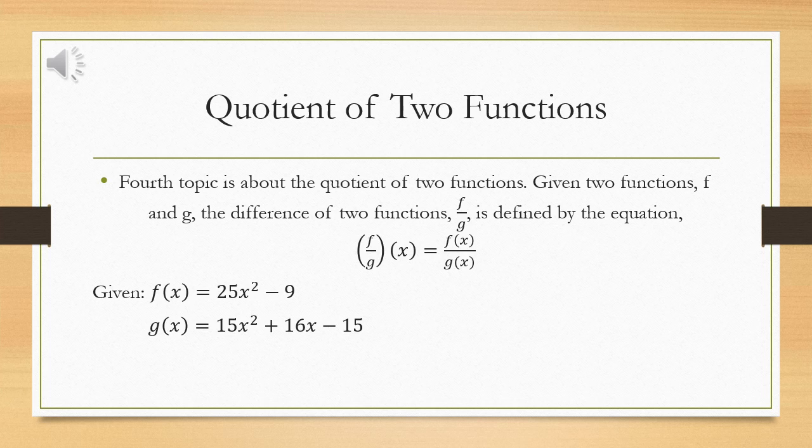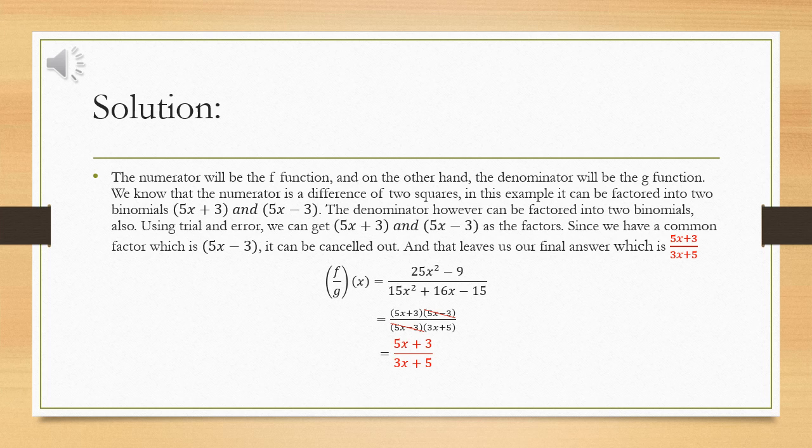f of x equals 25x squared minus 9. g of x equals 15x squared plus 16x minus 15. The numerator will be the f function, and the denominator will be the g function. Recalling what we have learned during junior year, we know that the numerator is a difference of two squares. In this example, it can be factored into two binomials, 5x plus 3 and 5x minus 3.